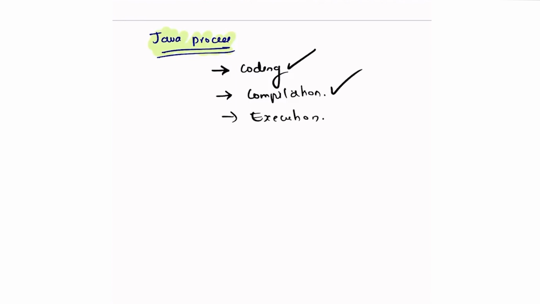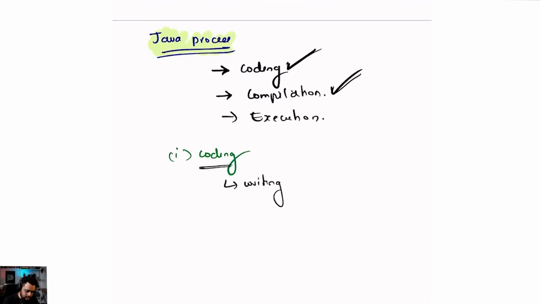So we know what coding is: the user writing the code is coding. Just now we understood what compilation is. Now what execution is, is something we need to understand. So the first thing, coding. What is coding? Coding is nothing but writing Java code. Yes or no? What is coding? Writing Java code.